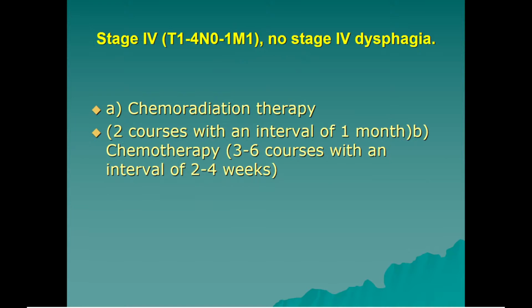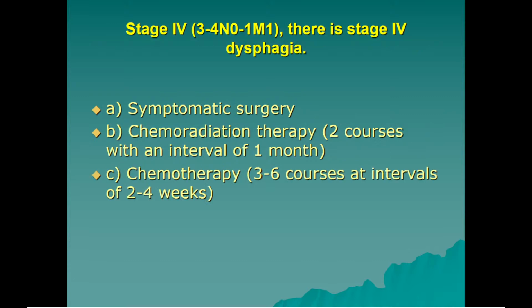B. Chemotherapy, 3 to 6 courses with an interval of 2 to 4 weeks. Stage 4, there is stage 4 dysphagia, symptomatic surgery, chemoradiation therapy, 2 courses with an interval of 1 month, chemotherapy, 6 courses at intervals of 2 to 4 weeks.